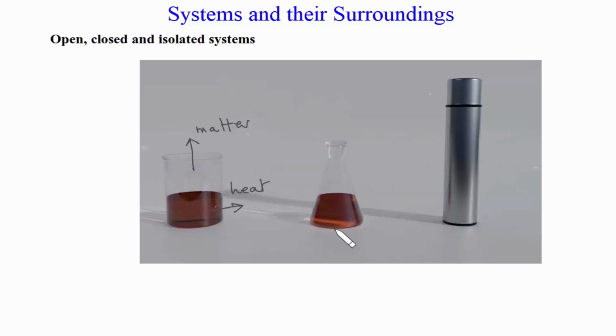In the second picture, we have a stoppered flask. Here, if we have a hot liquid, heat can leave. But because it's stoppered at the top, no matter can leave. And the third possibility is a vacuum flask, where neither heat can leave nor matter, because of course it's completely insulated. These we call an open system, a closed system, and an isolated system.